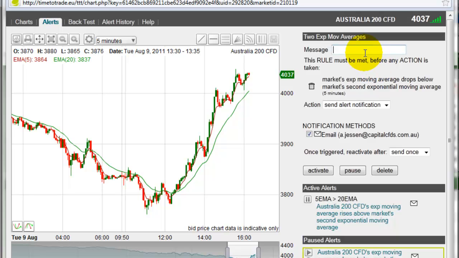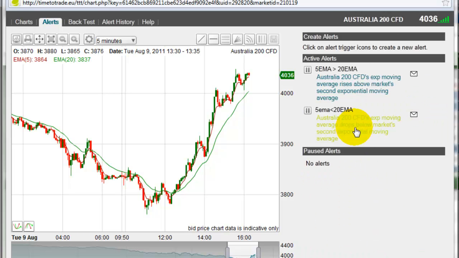And this one's the 5-period EMA crossing below the 20 EMA, and once again we'll send the alert notification, tick the box that it will go to my email address that I'm using during the trading hours, click on activate, and now I've got those two alerts set up. So if the 5-period moving average pops back down and crosses below that, I'll get a signal via email, and then I'm able to go in and close that particular trade.